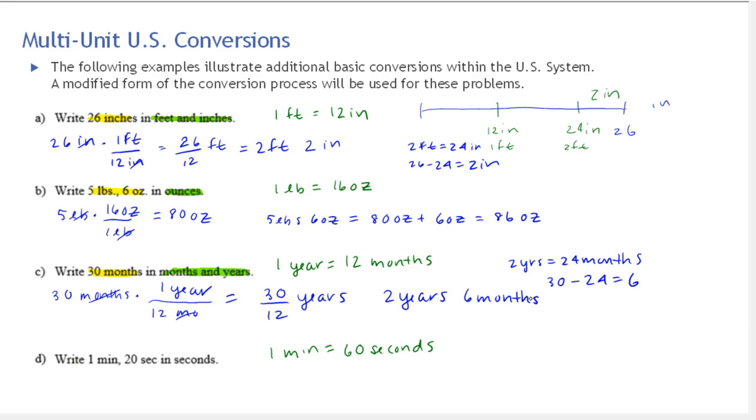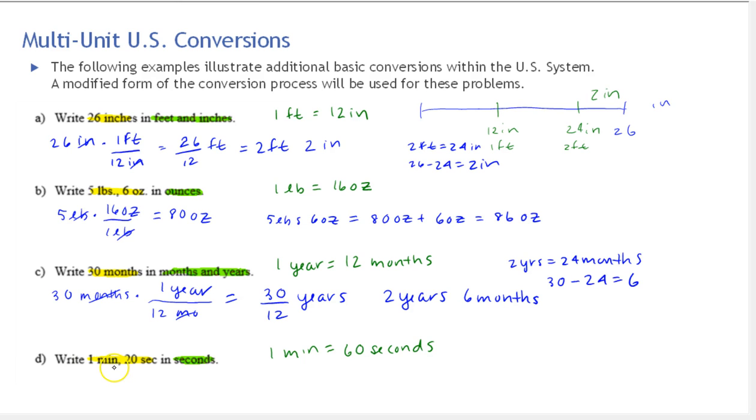Okay. Again, the idea is you switch months to years, you find the whole amount of times it goes in, which would be 2 years, and then you write the remainder in terms of the original measurement, which in this case was months. Now let's look at the last one. We want to write 1 minute, 20 seconds in seconds. So here we're given 2 units, a multi-unit, and we want to write it as a single unit. I think these ones are a little bit easier.